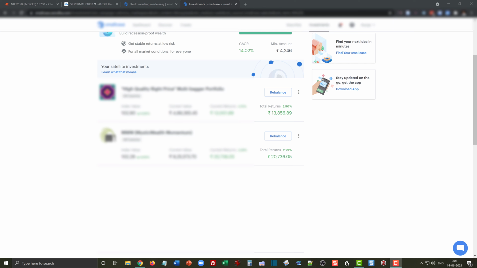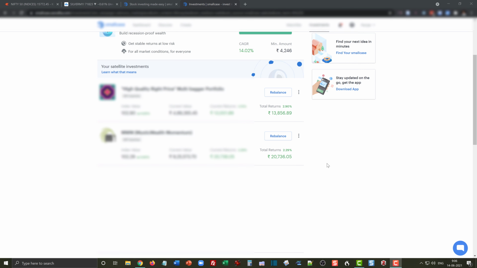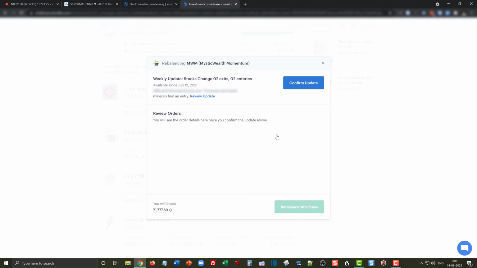Hello friends, today we are going to talk about how to rebalance your smallcase the right way so that you can save a lot of brokerage and DP charges. So this is my smallcase dashboard where you can see that some of the smallcases right now are set for rebalance. So let's go and rebalance the smallcase.